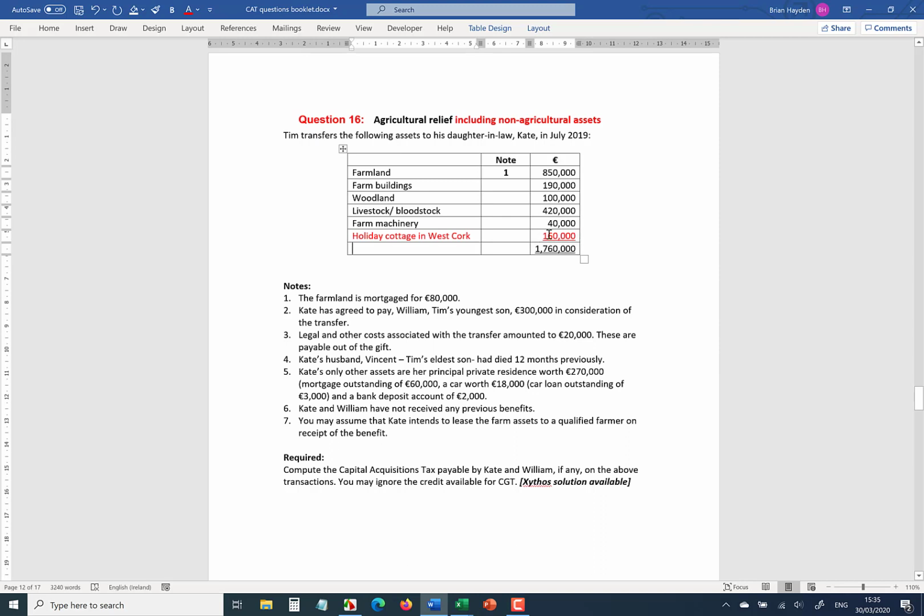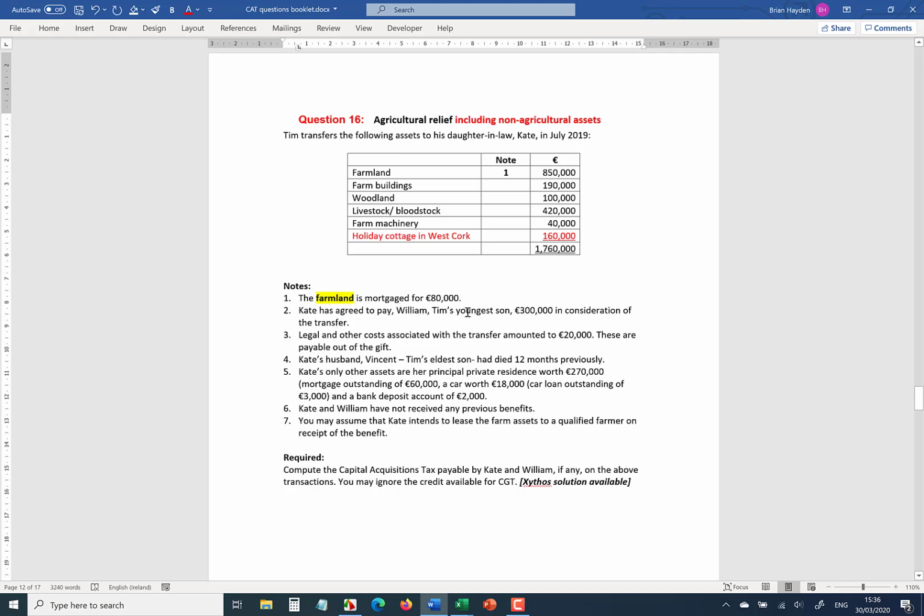Now, it would be a relatively straightforward calculation if there were no costs associated with the transfer, but the issue that arises is there are some costs on the transfer and we need to split those total costs between the proportion relating to agricultural and the proportion relating to non-agricultural. So the farmland is mortgaged for 80,000, so that's totally linked to the agricultural element. That's not a shared liability.